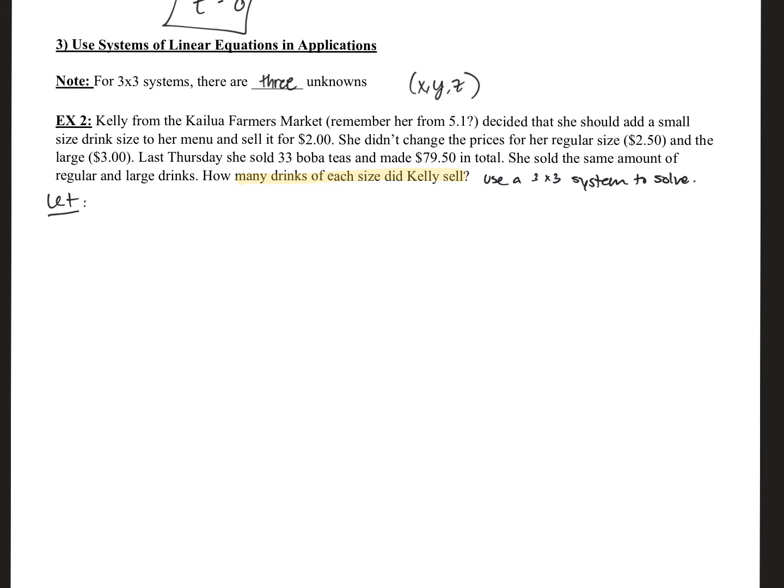How many drinks? Well, let's go ahead and say let x equal the small size. What else do we have? We have a regular size. So let y equal regular size. I'm going really generic here. If you wanted to do s for small and r for regular, you totally could. I'm just going generic. And then z will be large size. And I'll go ahead and put drink to be a little more specific.